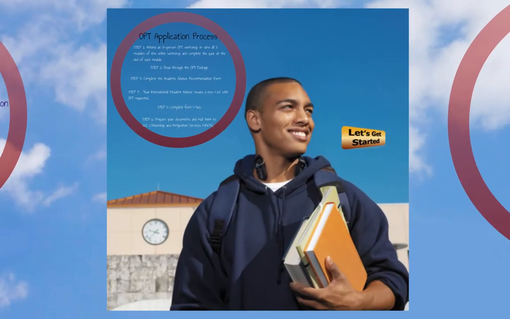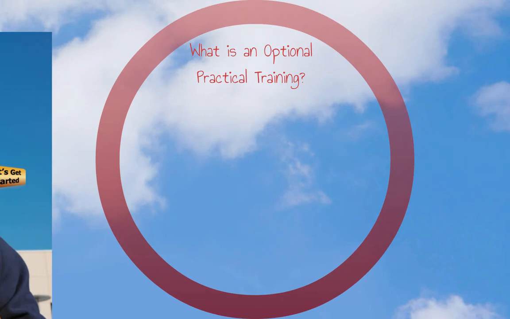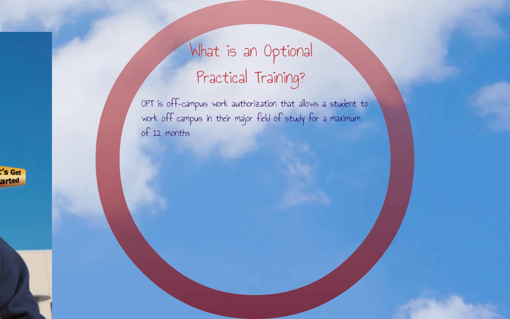So what is an optional practical training? The U.S. Citizenship and Immigration Services, USCIS, permit F1 students to work in the United States so they may reinforce what they have learned and obtain work experience. The benefit is called optional practical training, and the work must be in the student's field of study for a maximum of 12 months. Students majoring in science, technology, engineering, or math, or STEM fields, may also be eligible for an additional 17-month extension of OPT.